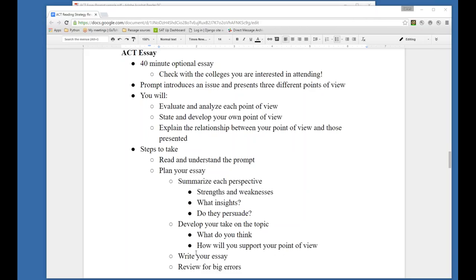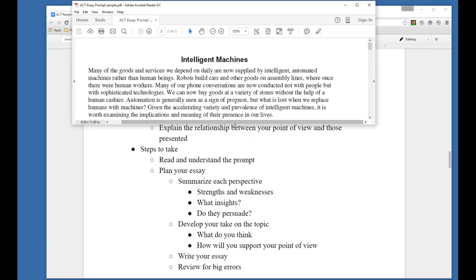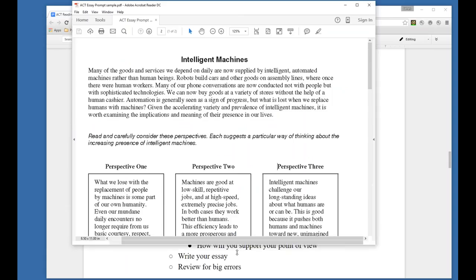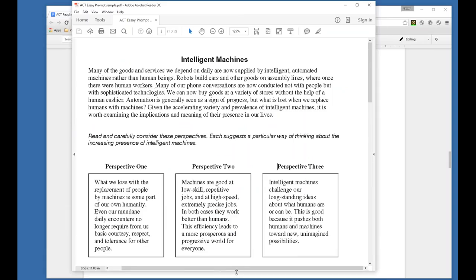All right. So we have some samples here, but I want to look now at the prompt itself. So here we have one. I will read it. You can read along with me. Intelligent machines. And this is what it will look like in your test booklet on test day.